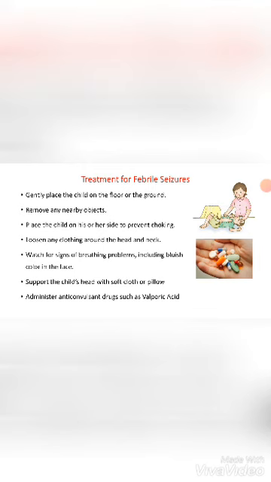Then we also loosen any tight-fitting clothes around the head or the neck, and we watch for signs of breathing problems, including if there's any bluish color in the face, which would signify that there is no oxygen being circulated. Next, we support the child's head with some form of soft cloth or pillow. And lastly, we administer anticonvulsant drugs such as valproic acid.